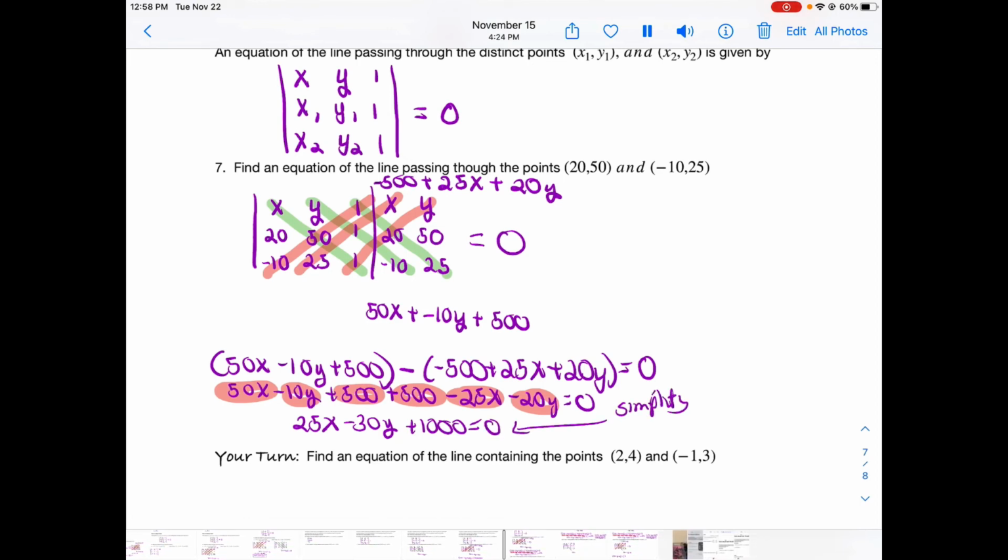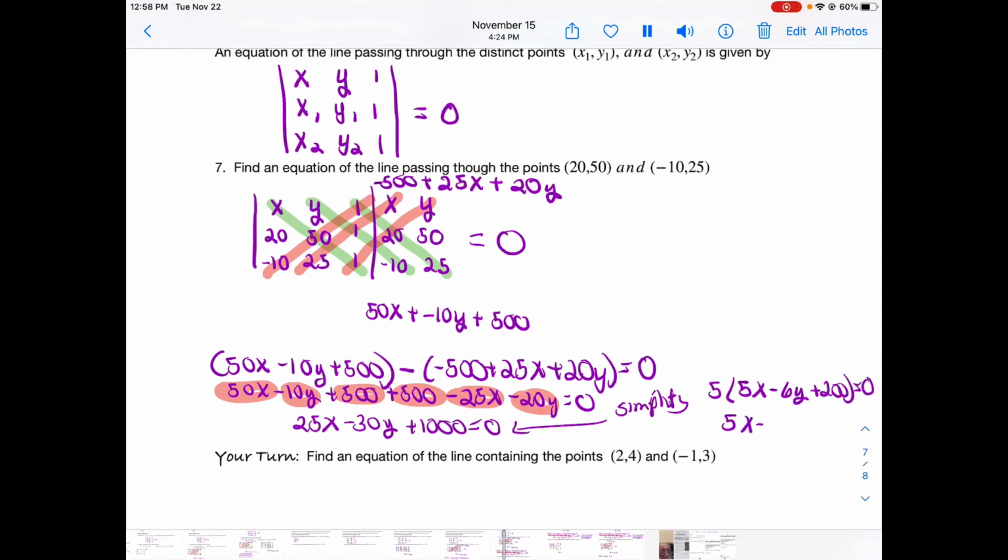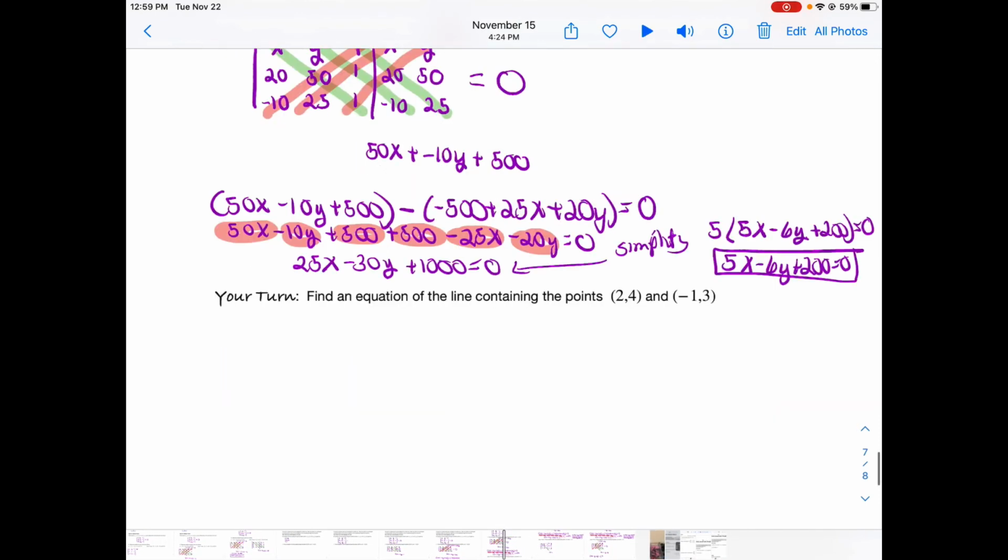So this is an equation of my line that goes through these points. But we always want to write our most simplified answer. So I noticed that 5 is a GCF of all three of these numbers. If I factor out the 5, I'm left with 5x minus 6y is equal to 200. So 5x minus 6y plus 200 equals 0 is the equation of the line that goes through these 2 points.